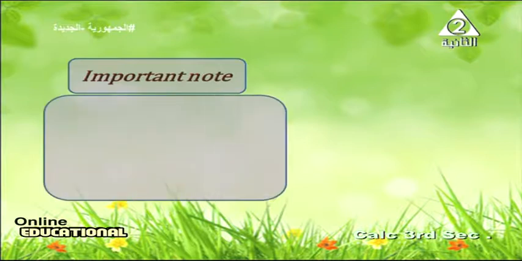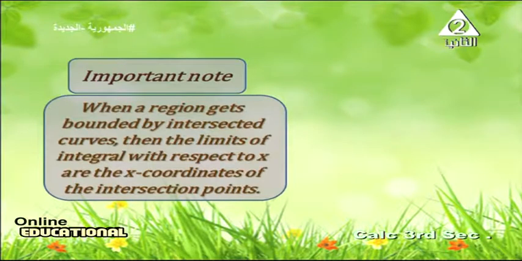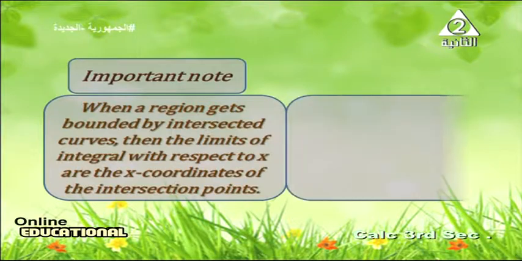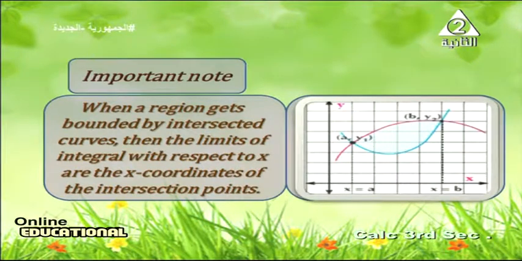Dear students, we have an important note. When a region is bounded by intersecting curves, then the limits of the integral with respect to x are the x coordinates of the intersection points. We have two curves, y1 and y2, and the two curves intersect at 2 points. Then the limits of the definite integral with respect to x are the x coordinates of the points of intersection.